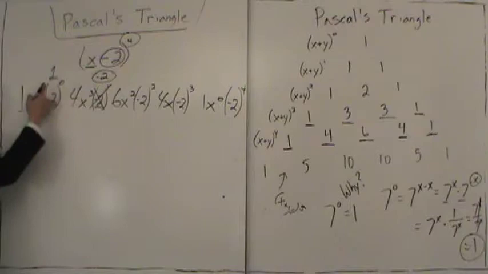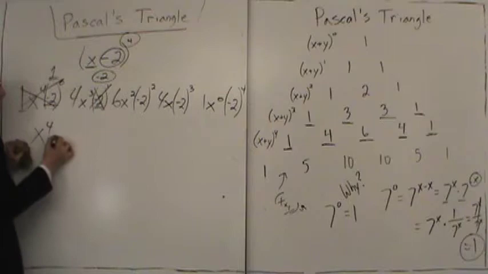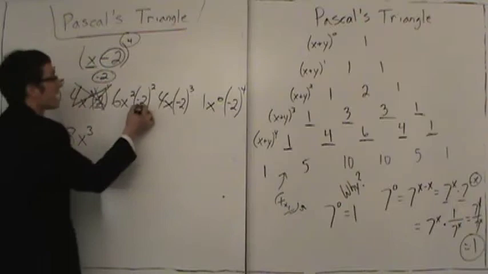Cross this term out. Now, negative 2 to the 1st is negative 2. Negative 2 times 4. Be careful. We have sign problems here. Negative 2 times positive 4 is negative 8 x to the 3rd. Cross this term out.